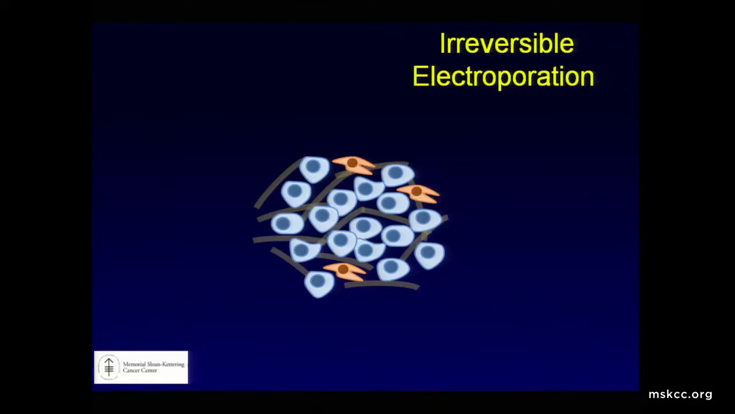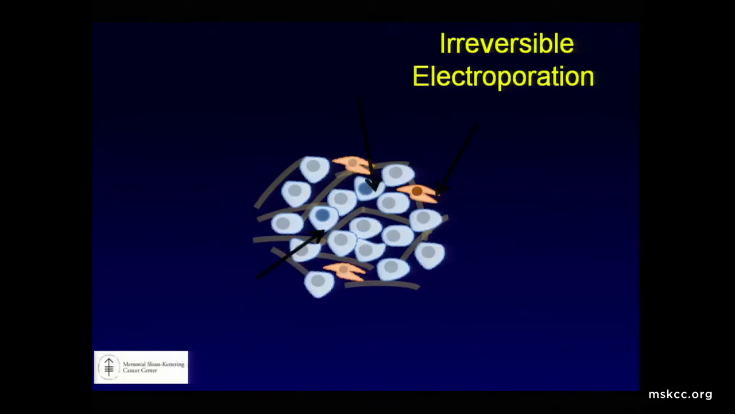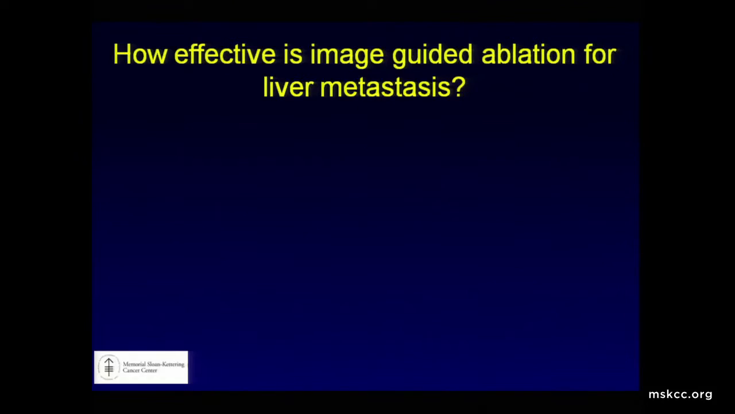What's good about electroporation is this. When you place these probes and you create the electric field, you will get permeabilization of the membranes, but the stromal tissue in between, the fibrous tissue, because it's not cellular, it isn't damaged. So basement membranes and fibrous tissue does not get damaged with irreversible electroporation. This minimizes the risk of perforation or leak within the kidney, at the collecting system, or even at the bowel.